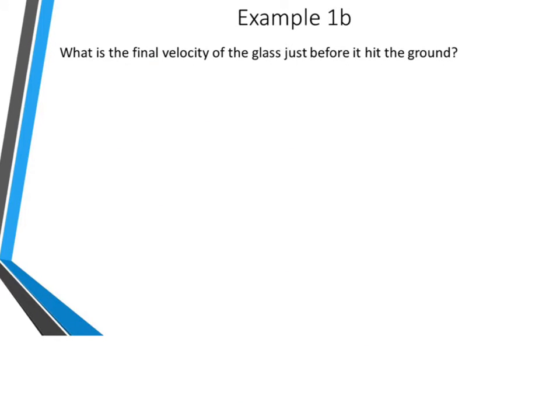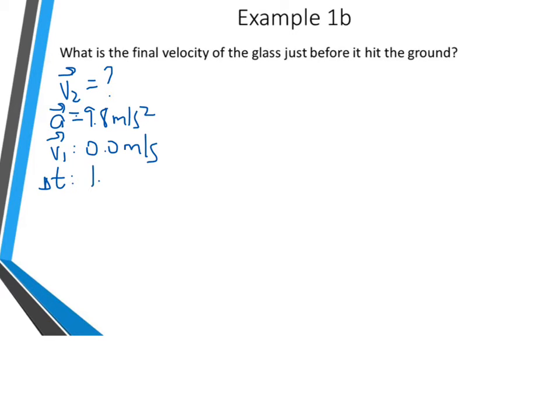In this next example, it's part 1b, so everything's still the same. Now it's asking us, what is the final velocity just before it hits the ground? So now our V2 is what we are looking for, and everything else is going to stay the same. We still have our acceleration. We still have our V1 as 0. Now we know our delta T, so we could use an equation that now has delta T. And we know our delta D.